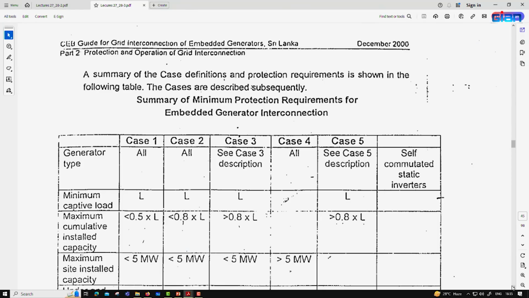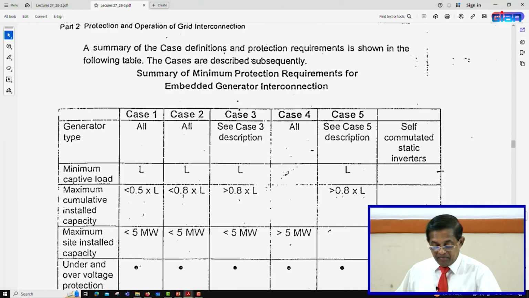But you must show him that this is the grid code we have to stick to, and therefore comply with that. Here you can see different capacity generators require different levels of protection, right. So, different capacities will say, if the capacity is large, increased amount of protection, right.